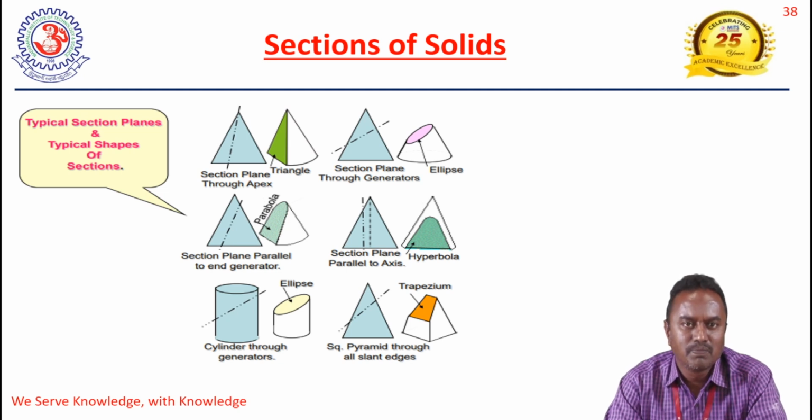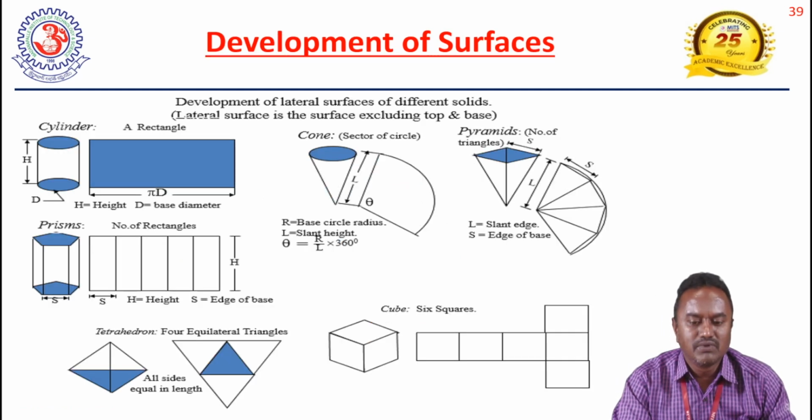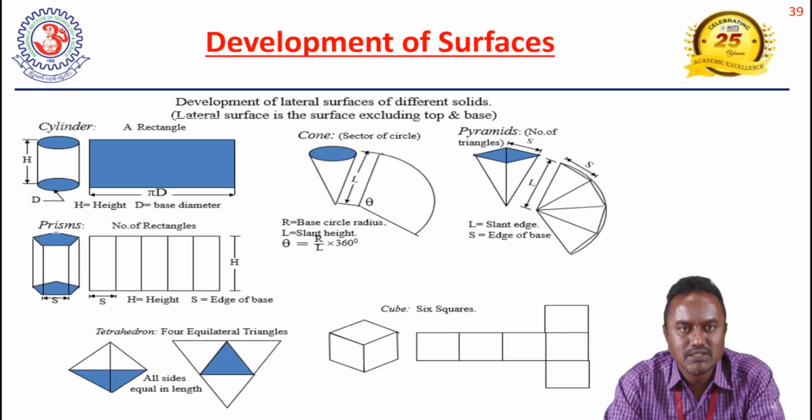For example, when you cut a cylinder with some inclination, the true shape will come as an elliptical shape. So it depends on the angle of the cutting plane as well as on the solid. So we will get different true shapes.